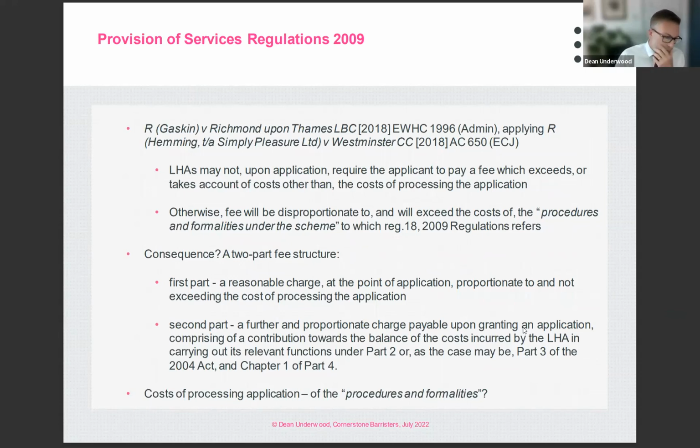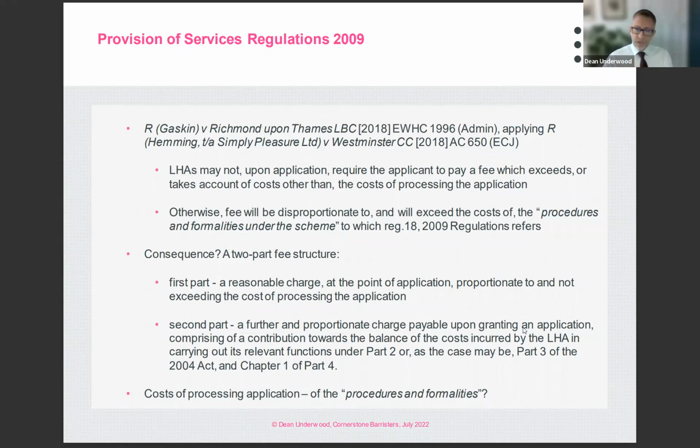So why is that the case? Well, because in Gaskin, the 2018 decision, and all of these decisions are available on BAILII, if you don't have other access to them, that is the British and Irish Legal Information Institute website at www.bailii.org. Applying the case that many of you will know of Hemming, trading as Simply Pleasure Limited and Westminster City Council, the High Court determined that local housing authorities may not, at the point of application, require the applicant to pay a fee which exceeds or indeed takes account of costs other than those of processing the application itself.